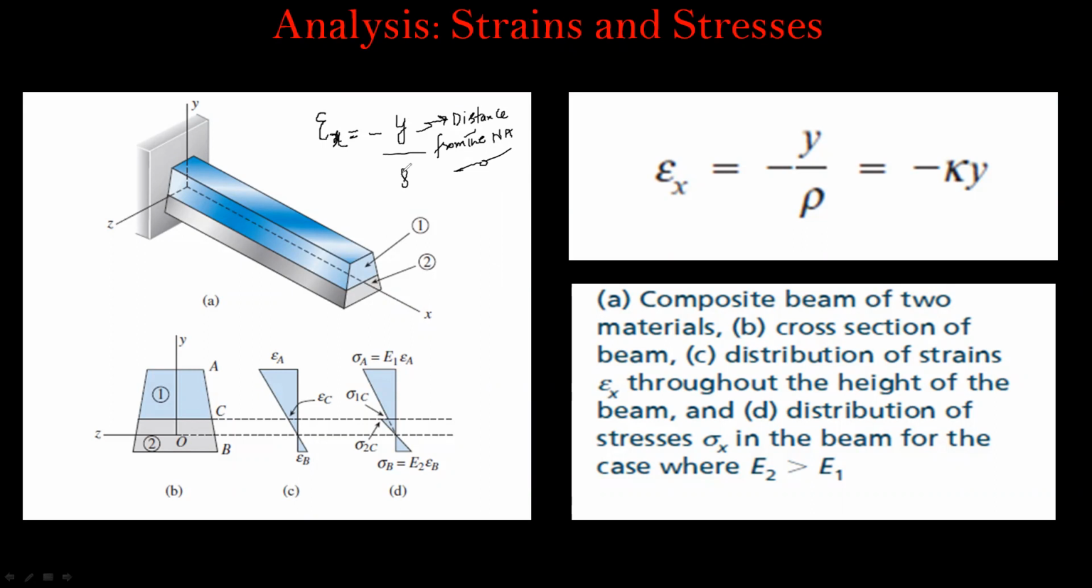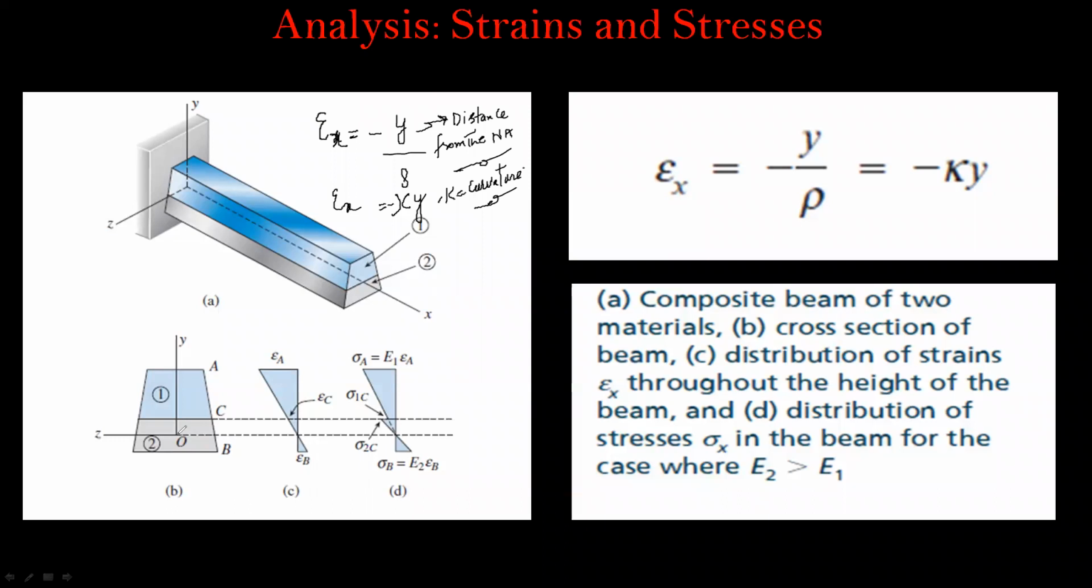Okay. Now, very important is that this 1 by rho is also written as kappa, what we call the curvature. So we have kappa y, where kappa is known as the curvature of the beam. We call it the beam curvature. We have done this in mechanics of materials. In the earlier courses, we know that epsilon x is equal to minus kappa into y.